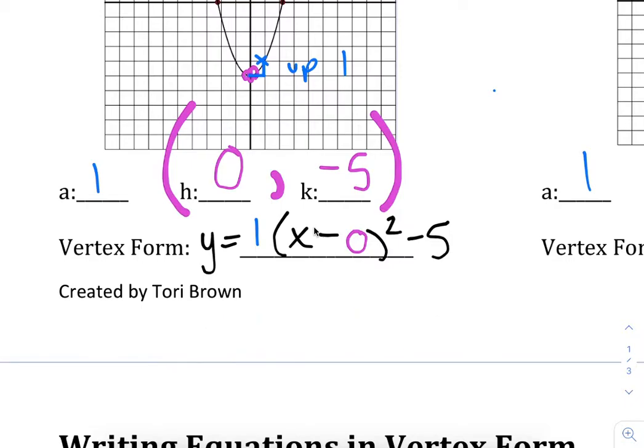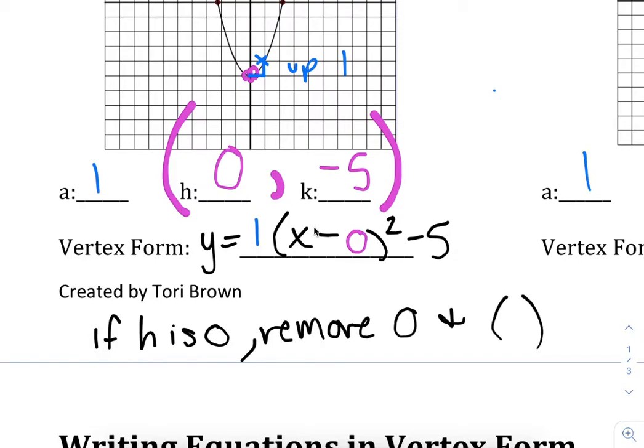Okay, so let me go ahead and make a note of that. If h is 0, remove the 0 and parentheses. So one more time, if the h is 0, then I can take out that 0 and the parentheses. So the only things that I would have left is y equals, keep my 1, keep my x and my squared, no minus sign, no 0, no parentheses, and then I can put my minus 5 on the end. Okay, so my actual equation I would type in would be y equals 1, x squared minus 5.